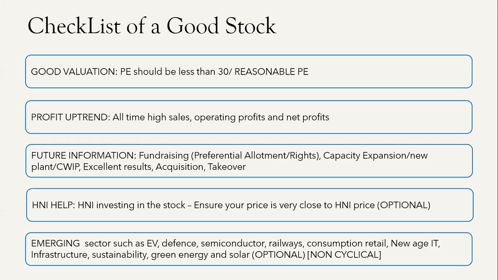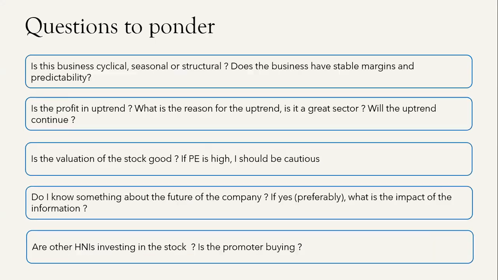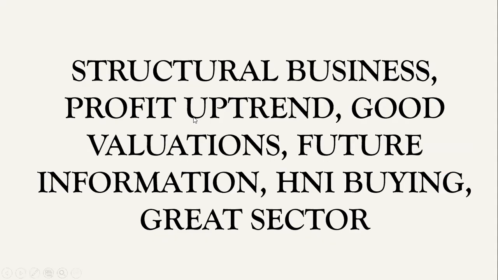This is the summary of the session. And now we will learn some stock picking also in some time. And then we will learn exit also. This is the summary. Can we all write the summary of the session? Evergreen business, profit uptrend, good valuation, future information, HNI buying, great sector. Profit uptrend, good valuation. See, we have lots to learn right now. Exit strategy is left, so please wait. Very important that we cover other things as well.